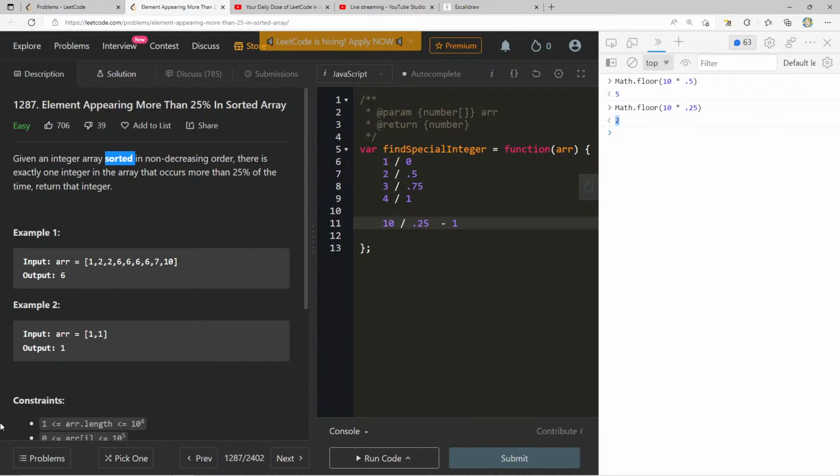Given an integer array sorted in non-decreasing order, there is exactly one integer in the array that occurs more than 25% of the time. And if it's sorted, the array is sorted. How could a binary search here help us? Like if I go to the halfway point, what does that number tell me? It doesn't really tell me anything, right? Maybe binary search is not the answer here, but there might be something else.